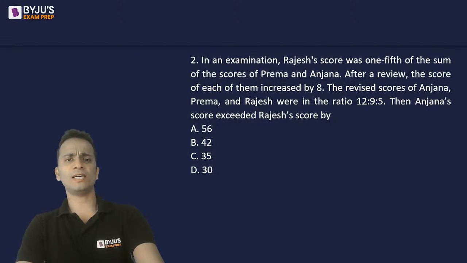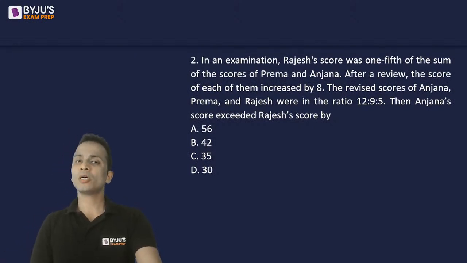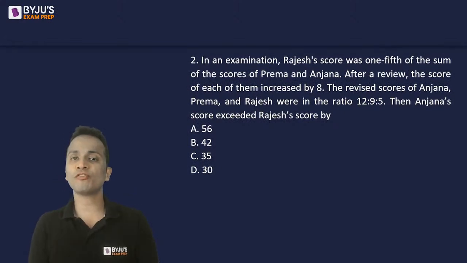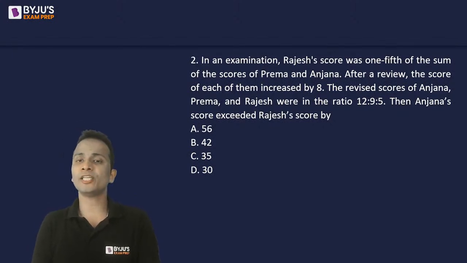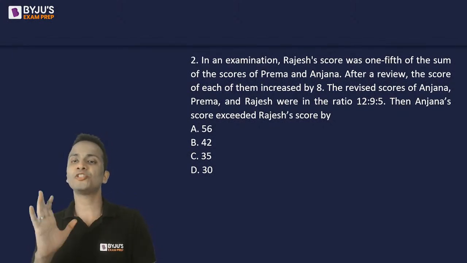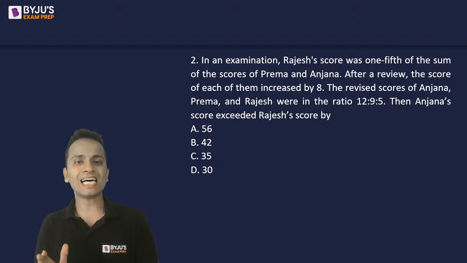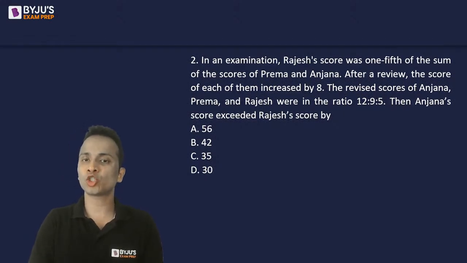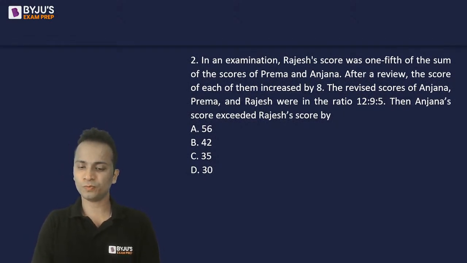And the question is, in an examination, Rajesh's score was one-fifth of the sum of the scores of Prema and Anjana. After review, the score of each of them increased by 8. The revised scores of Anjana, Prema, and Rajesh were in the ratio 12 is to 9 is to 5. Then Anjana's score exceeded Rajesh's score by what value?